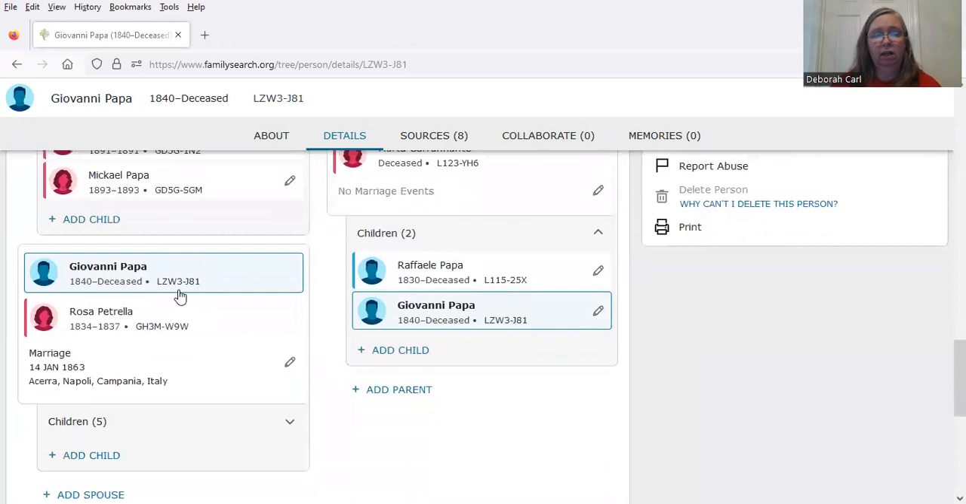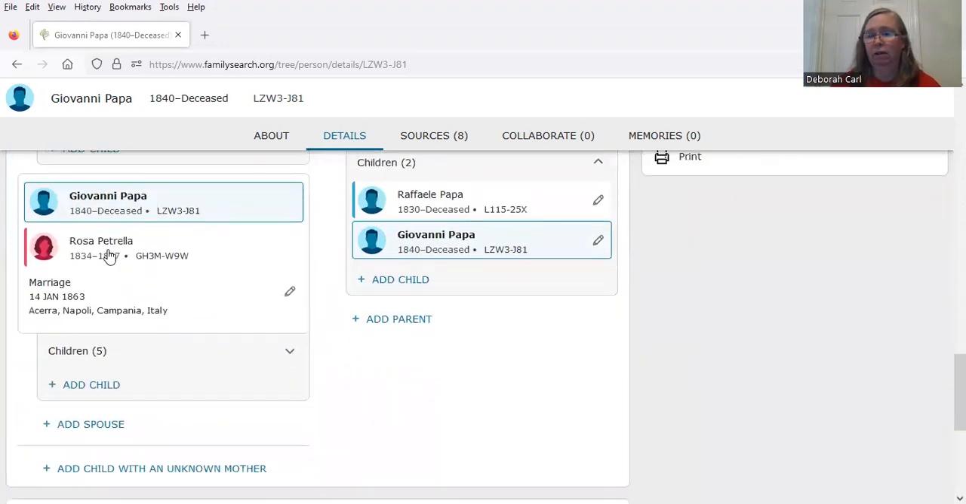So Giovanni remarries and his wife's name is Rosa Petrella. I went and looked at the original marriage record. It is the same person. It says he was the widower of Rosa Graziosa, except someone has done a bad merge here, and I'm going to have to fix that, because this Rosa Petrella is the sister of the other Rosa Petrella, but this one died as an infant. So these are two different individuals. I'm going to have to separate them.